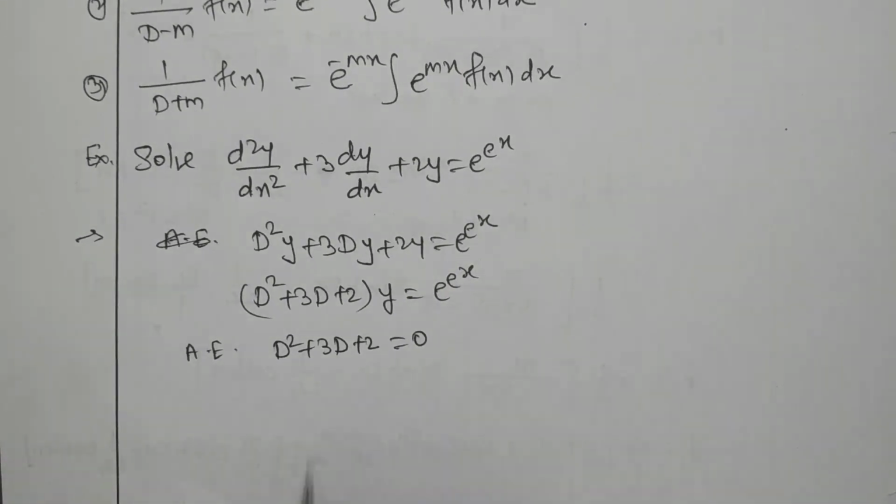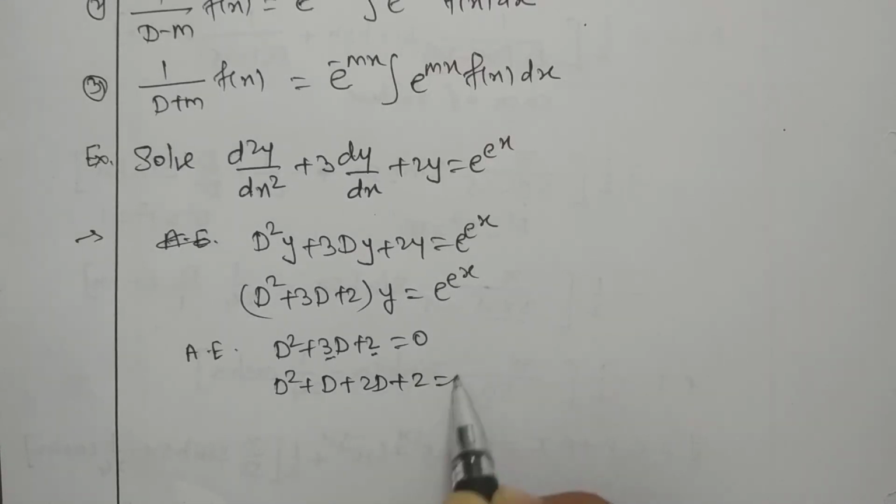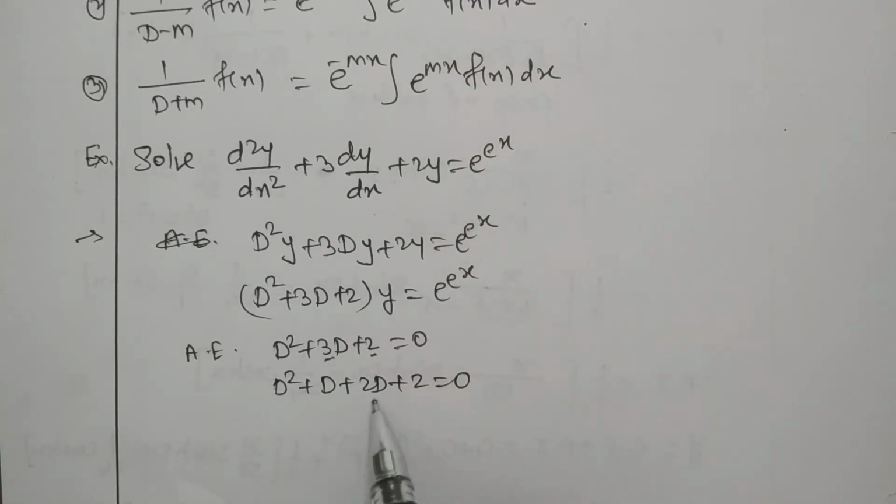Now to find the roots of this equation, there are two roots. We can use the quadratic formula minus b plus minus under root of b square minus 4ac upon 2a. Otherwise, we can also use another method to find the roots. So see which method you can use here. We require two numbers such that their addition is plus 3 and multiplication is 2. So these two numbers are 1 and 2. So we can write D square plus 1D plus 2D plus 2 equals 0. That 3D can be split in the form of D plus 2D.